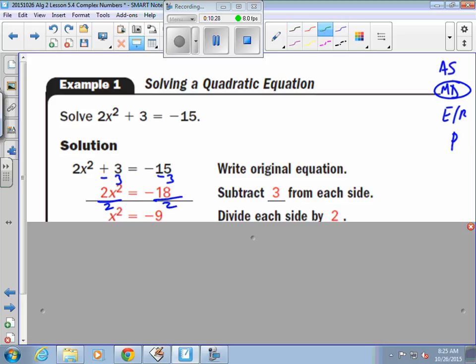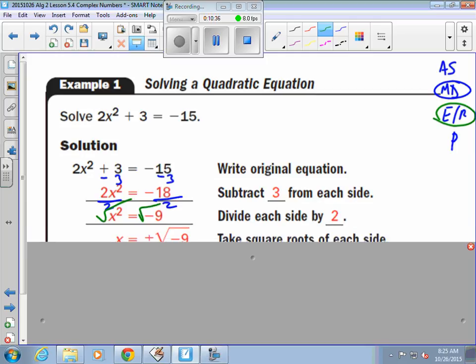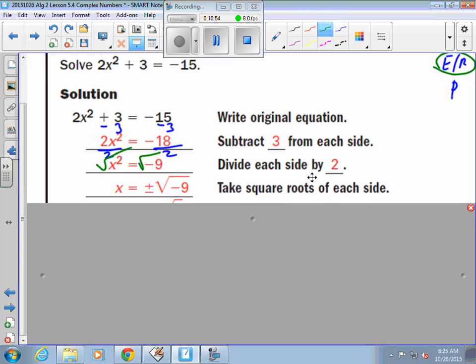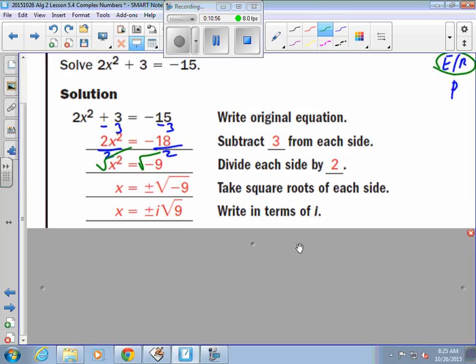Then you go to the next step, exponents and radicals. Undo x squared by taking the square root. You take the square root on the left, you do the same thing on the right. So right here, now we have x is equal to both positive and negative square root of negative 9. Remember, there is no real solution that when you multiply it by itself gives you a negative value like 9. So in order to take the negative out of that radical, we have to multiply it by i.